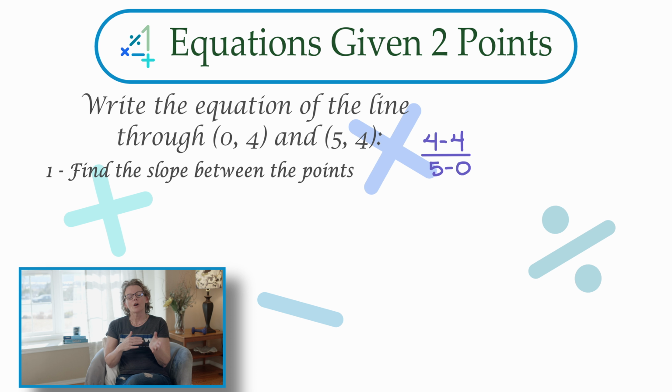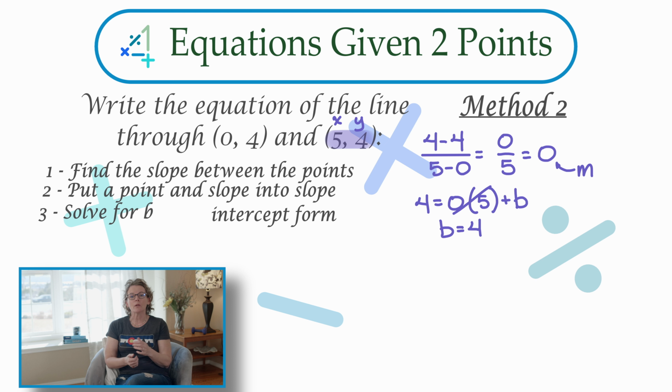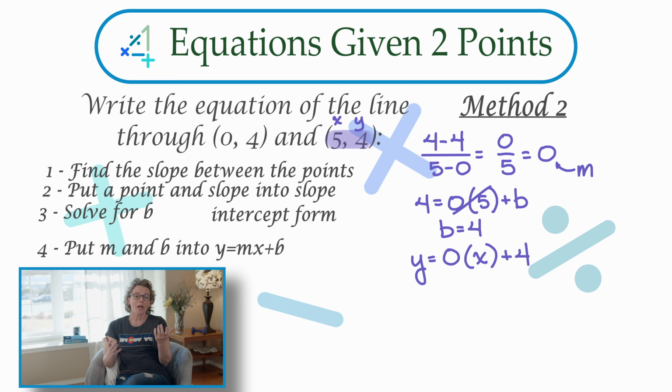4 minus 4 over 5 minus 0 equals 0 over 5, which equals 0. We are allowed to have 0 divided by a number, so it's okay there. I'll choose method 2 using that slope-intercept form and put this into y equals mx plus b. Choosing the point 5, 4. I have 4 equals 0 times 5 plus b, for b equaling 4. Then the equation is just y equals 4.